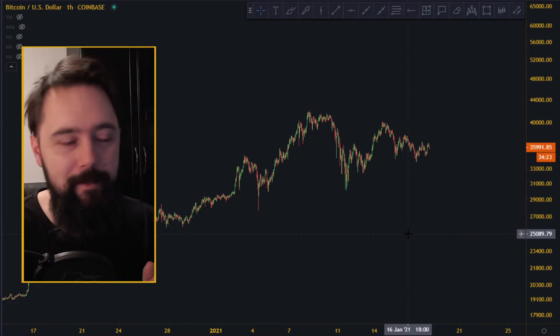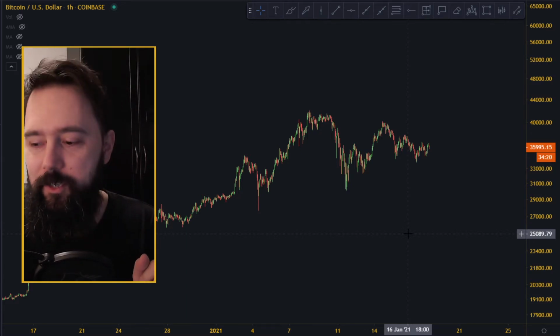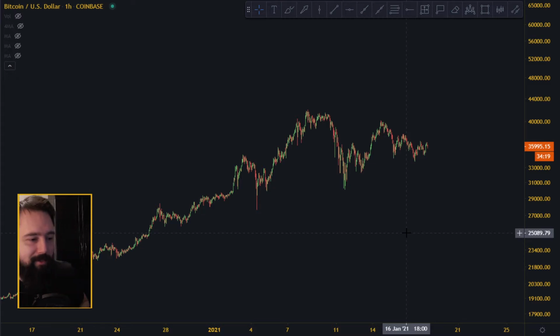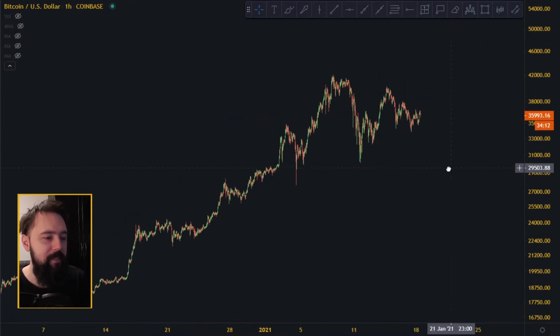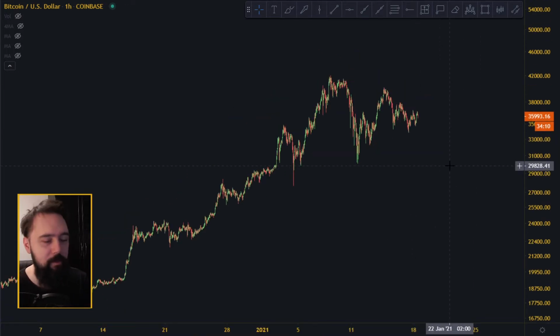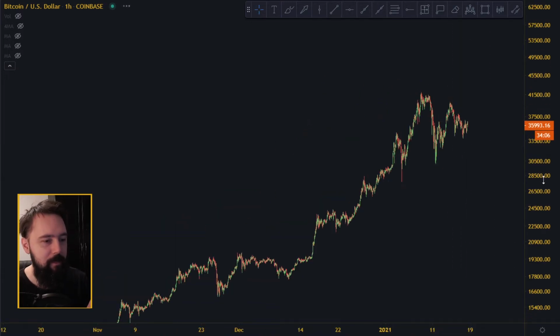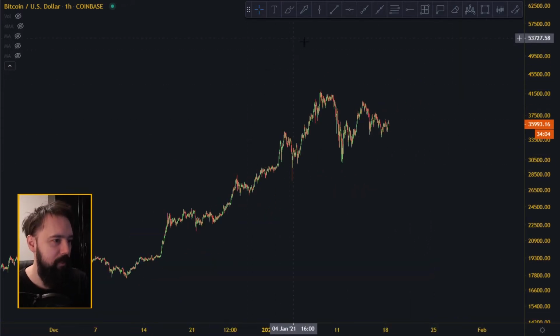Anyways, let's get into the charts and see what's happening with Bitcoin, because it's interesting. Everything depends on Bitcoin, and this is either some kind of correction or an accumulation phase. So we're going to see what's happening right here.